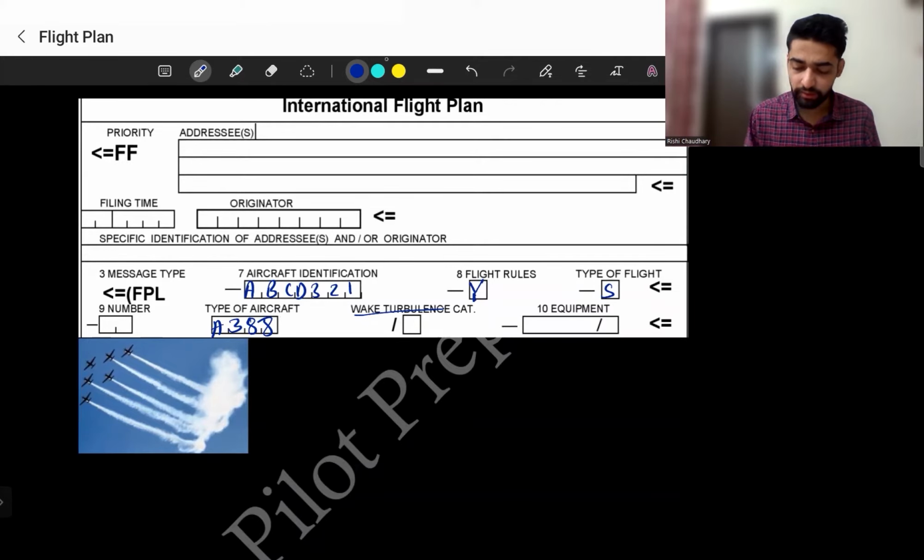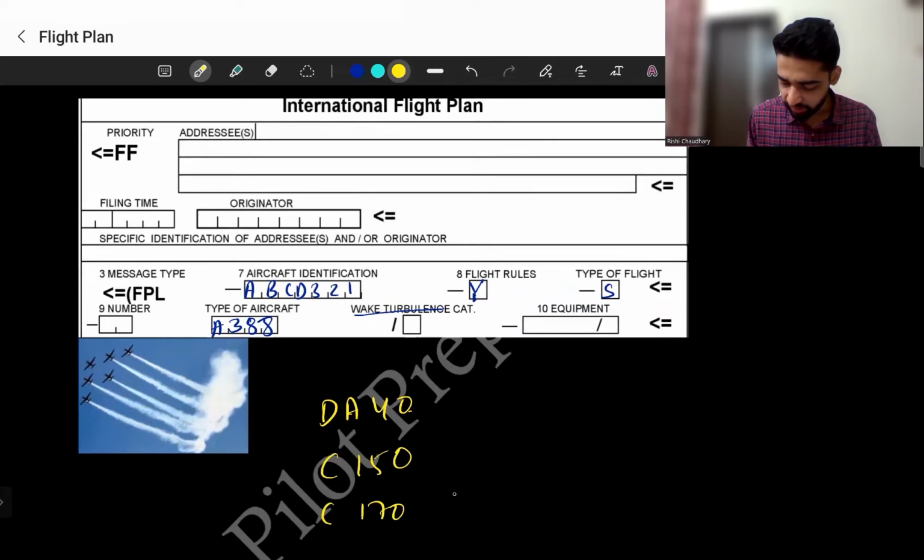Just imagine if you are taking a training aircraft, or a student pilot aircraft you have. So what we can write there, if you're flying a Diamond aircraft, we can say DA40. And if you are flying Cessna, you can write Cessna C150, Cessna 170, Cessna 172, whatever you are flying. If you are flying a military aircraft, then it will be F16, something like this. So it will be Foxtrot 16. And this is how we will fill this part as well.